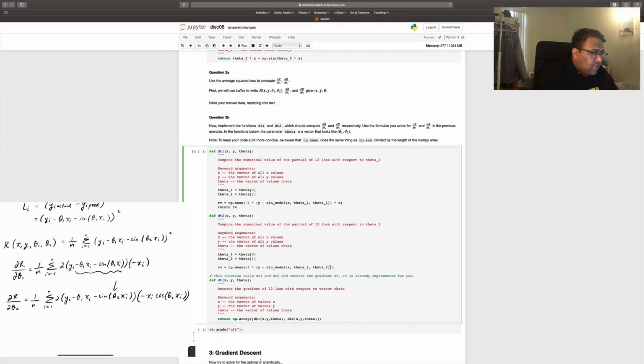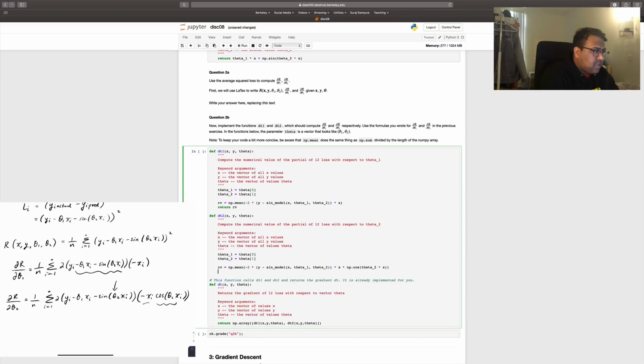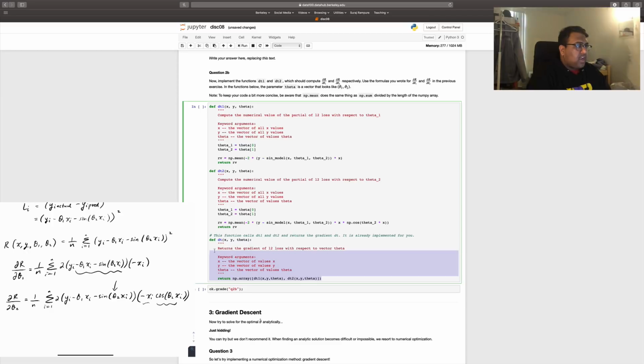Great. And now, at the end, I have this x cos of theta 2 x. So times x times np.cos of theta 2 times x. And I can return RV. And now this computes the gradient with respect to theta, right? So here we found the partial derivative with respect to theta 1. Here we found the partial derivative with respect to theta 2. But putting those two things together, we get the gradient with respect to theta, because theta is just a vector comprised of theta 1 and theta 2.